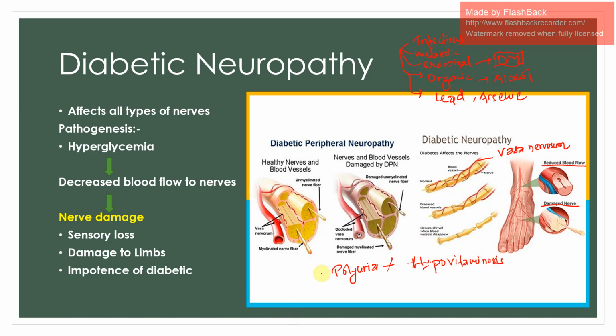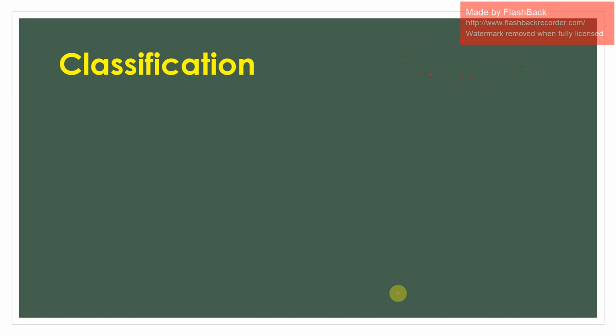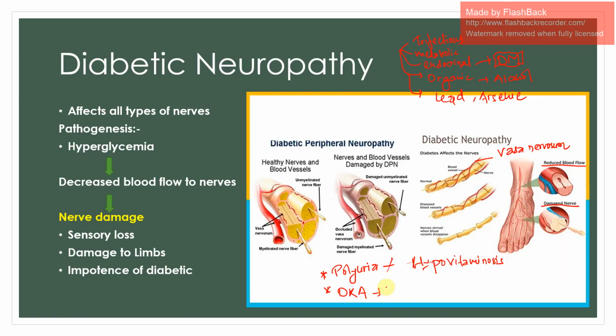Another pathology is in DKA, that is diabetic ketoacidosis. The ketone bodies affect the axon of the nerve directly, resulting in axonal degeneration.